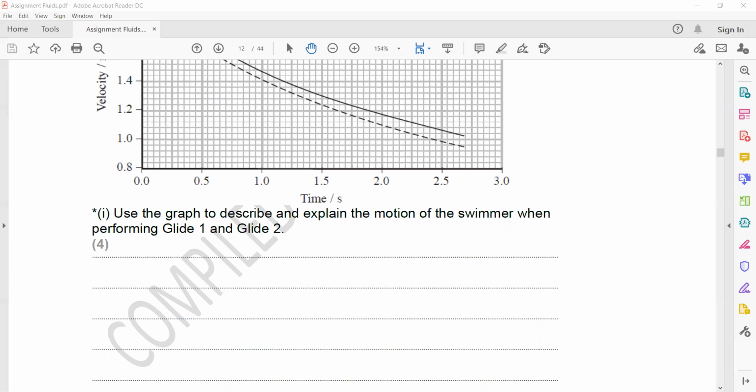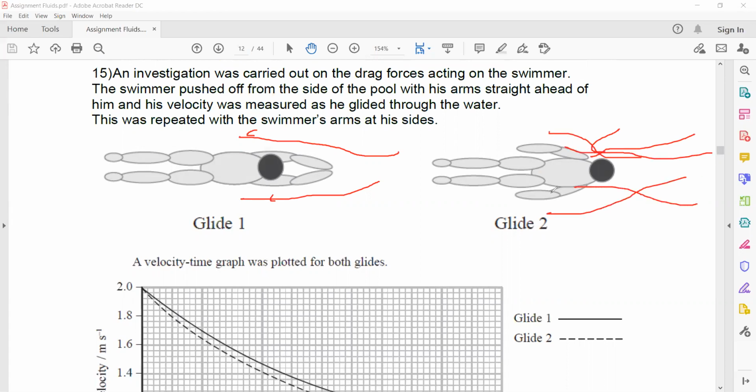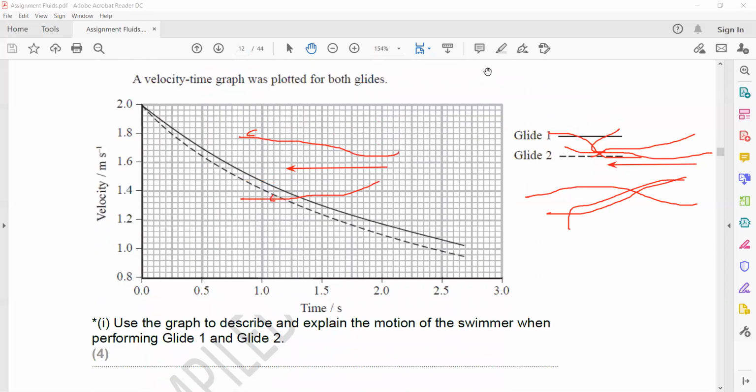Or you can also compare their shapes: glider 1 is more streamlined, so the fluid will flow around him. But for glider 2, because more surface area is exposed and it is not a streamlined shape, he will experience greater turbulent flow as compared to glider 1. Is it clear? Question 15.